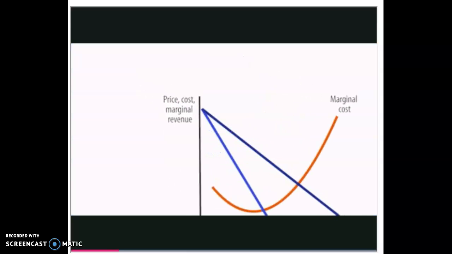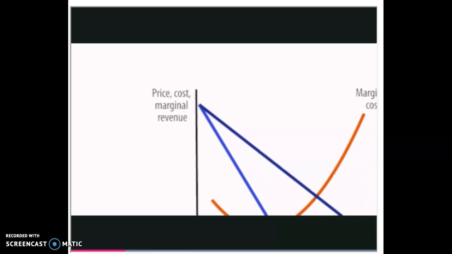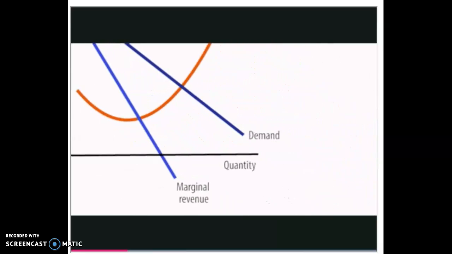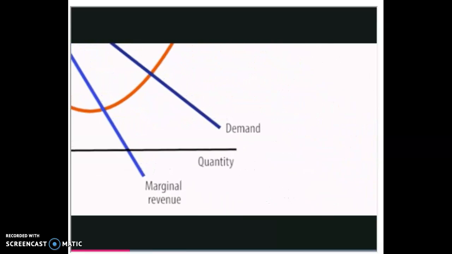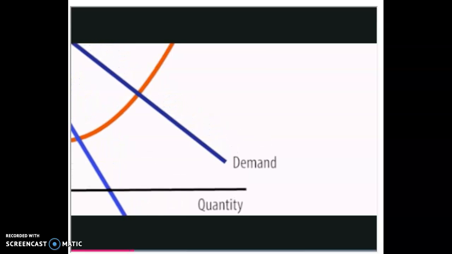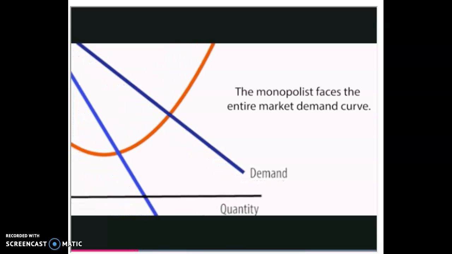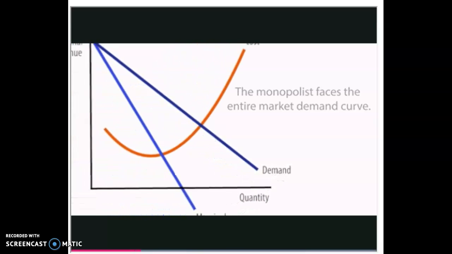The vertical axis indicates the price and various types of cost and revenue in dollars per unit of output. The horizontal axis indicates the quantity. Notice that unlike an individual firm in a perfectly competitive market, a monopolist faces a downward sloping demand curve. That's because the monopolist faces the entire market demand curve, which is downward sloping.